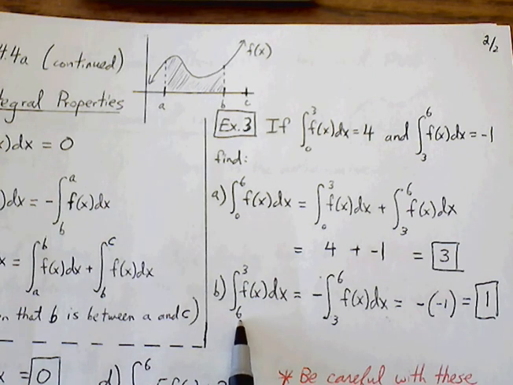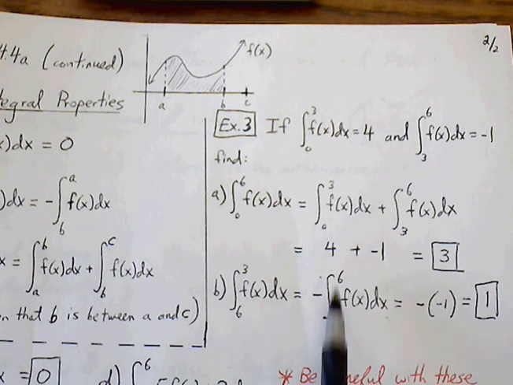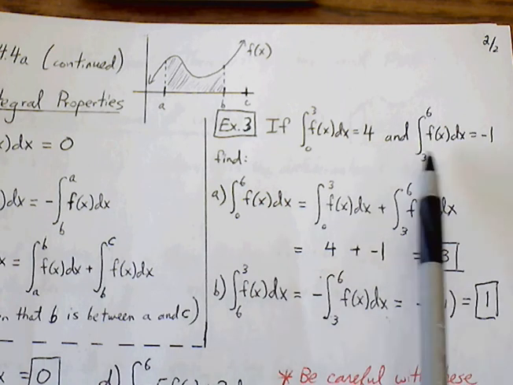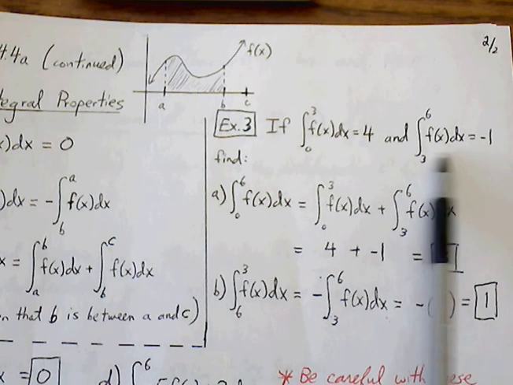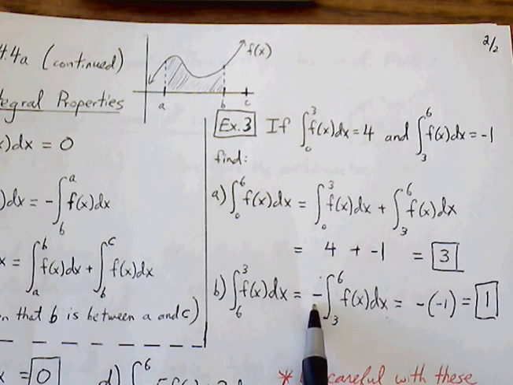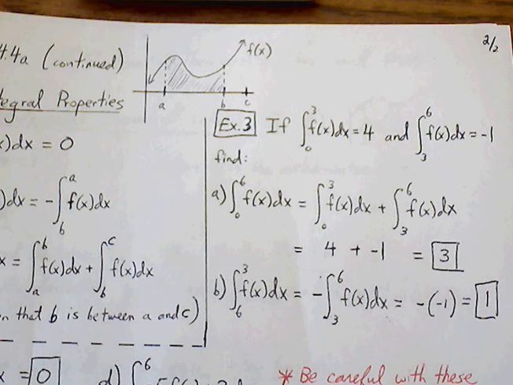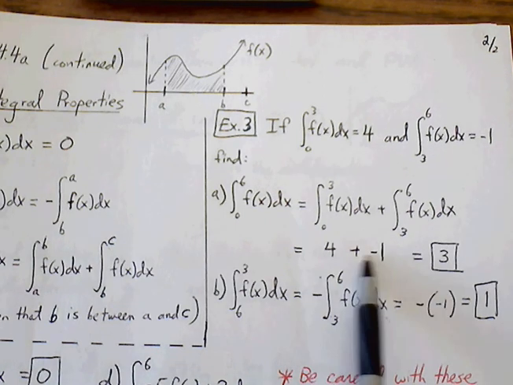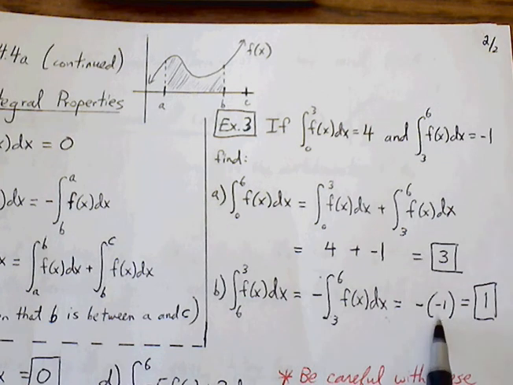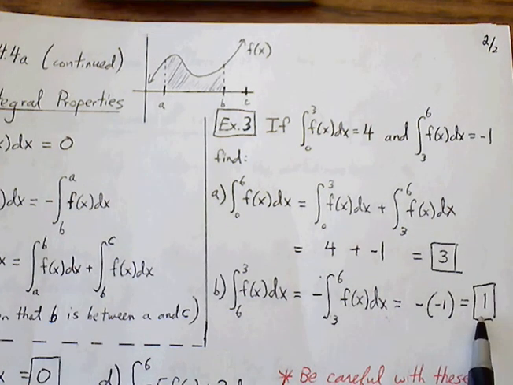Okay. For part B, the definite integral of f of x from 6 to 3 is equal to the negative of the definite integral from 3 to 6 of f of x dx. I do have the value for the definite integral from 3 to 6, which is negative 1. If I flip this, then I'm essentially able to match up these two definite integrals. I know this will result in negative 1, so negative times negative 1 will give me a positive 1.